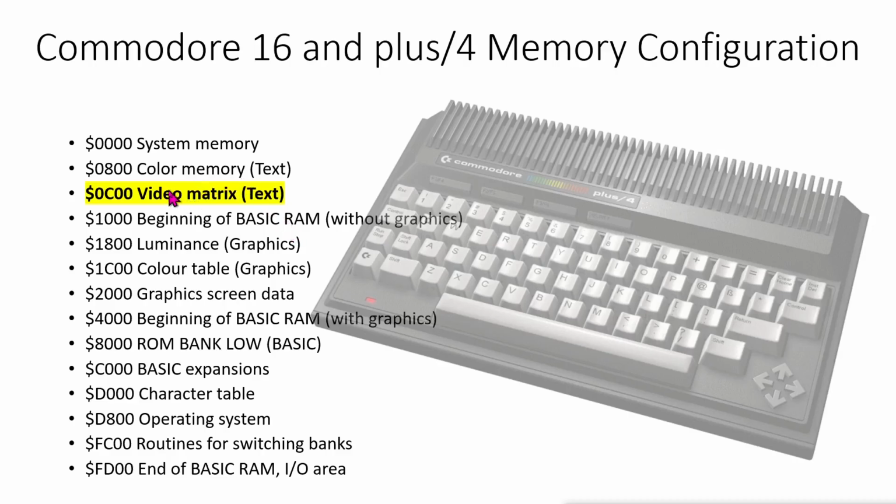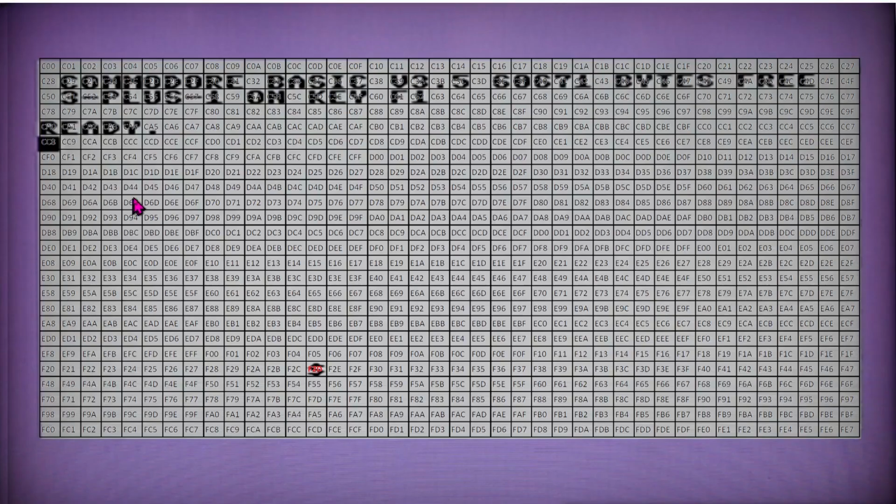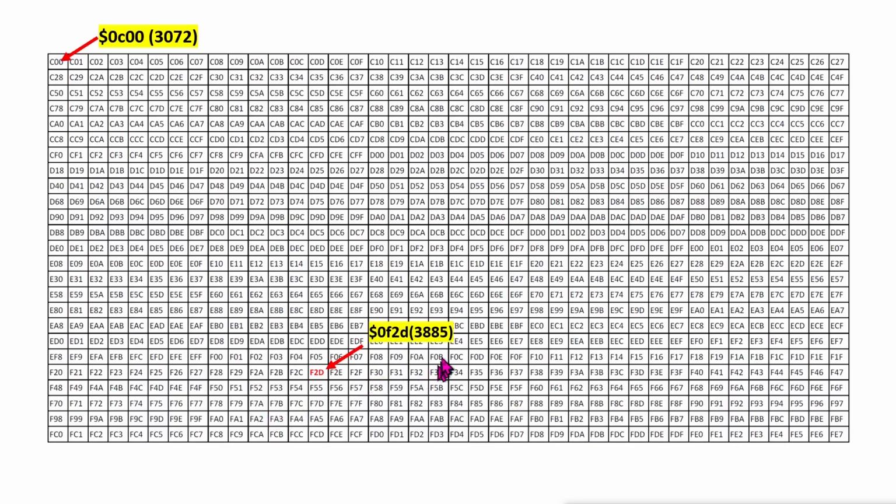And to answer that, we have to look into the memory map of the Plus 4 computer. The Plus 4 computer has the video matrix for text starting at hexadecimal 0C00. And if we type that out on the Plus 4, we will see that the location for this character is F2D, or 3885 in decimal.